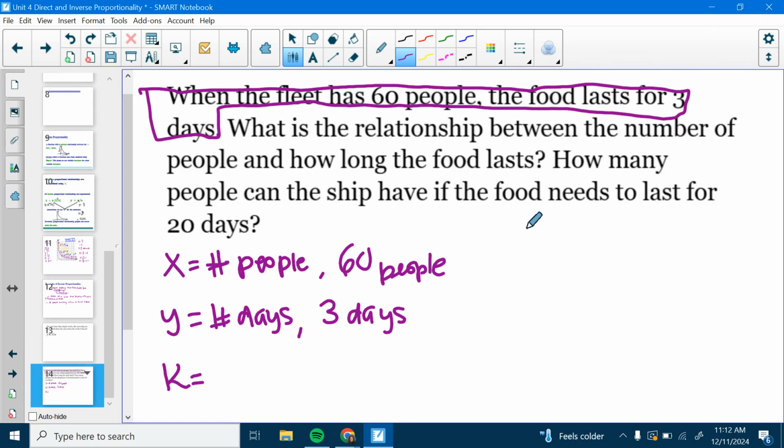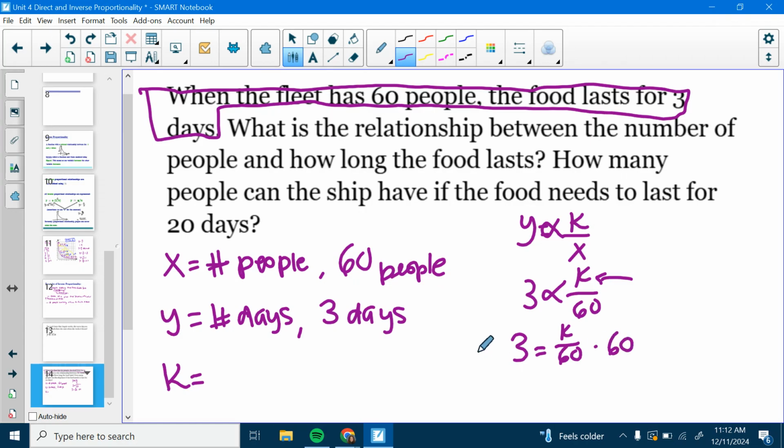So I'm going to plug in my x and y to my proportion statement that says y is proportional to k over x. What is our y value? 3 is proportional to 60 by some factor of k. If I want to get k by itself, I got to undo this fraction. So I am going to rewrite without the proportional sign so I can solve, and I'm going to multiply by the denominator on both sides.